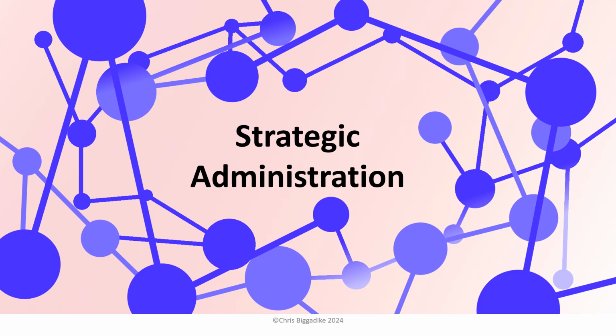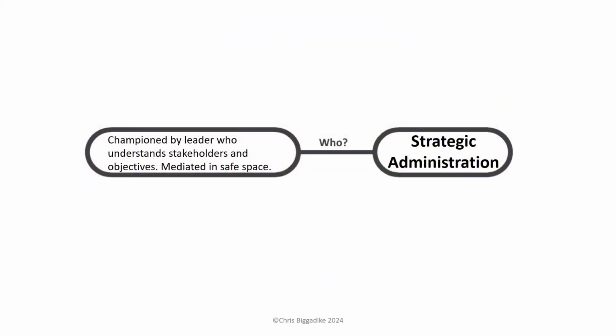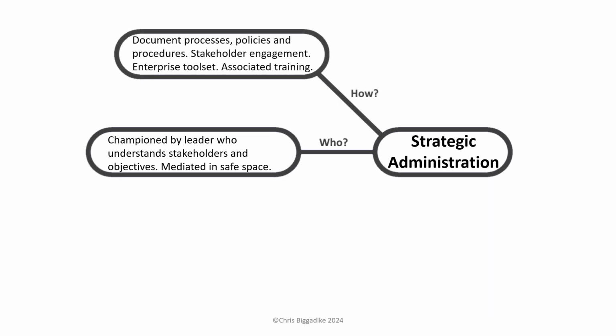Let's take a look now at strategic administration. Strategic administration is done by any leader who can champion the work being done and who understands stakeholders and objectives. It's mediated in a safe space, not owned by anyone. Documented processes are normally the output, policies, procedures, and other written material. But it's all about stakeholder engagement.